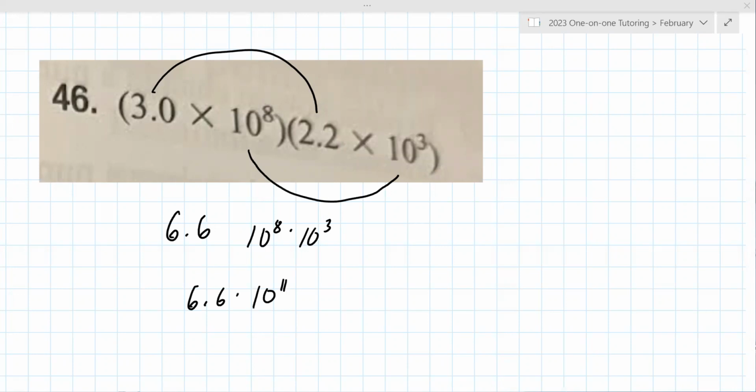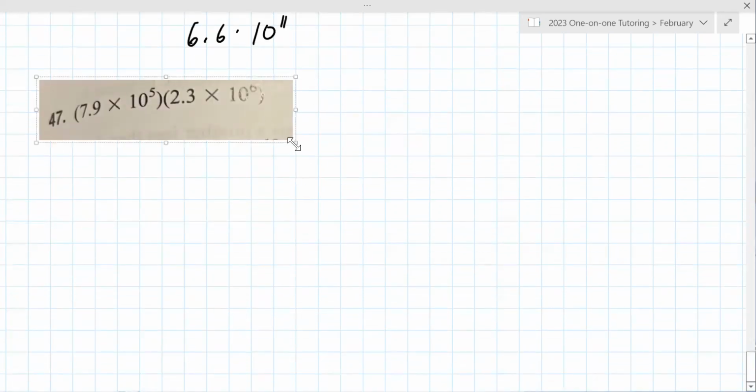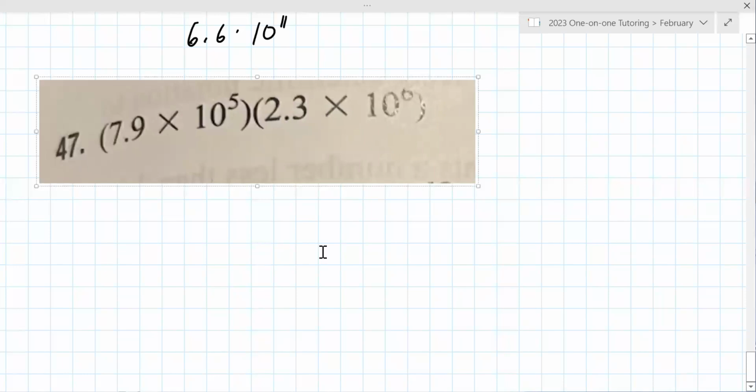All right, next one here, 47. Snip this in. This is the first one that's a little bit different. Are you allowed to use a calculator in this or not? Yes, we are. Okay. So I don't know what 7.9 times 2.3 is, so I've got to certainly grab one. I have one right here. Let me see. That would be 18.17. Good. And so then yeah, we have it.